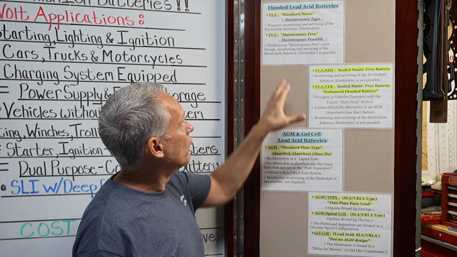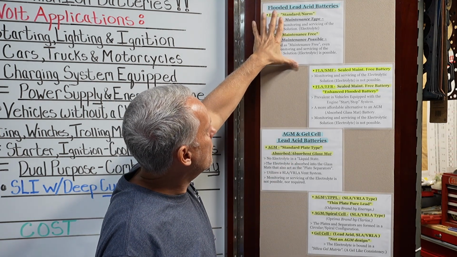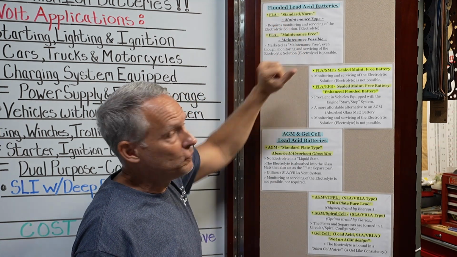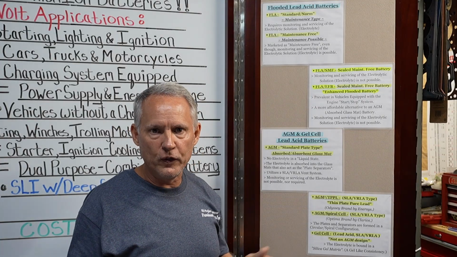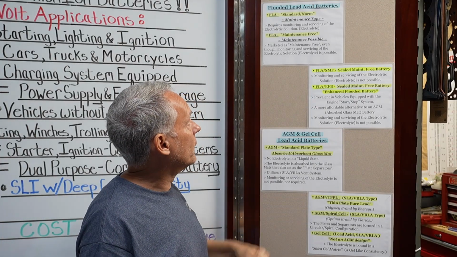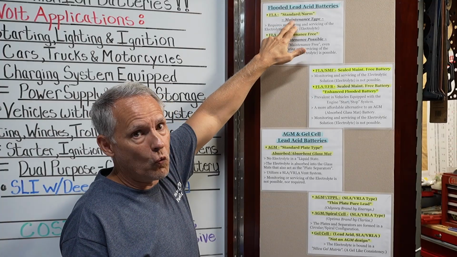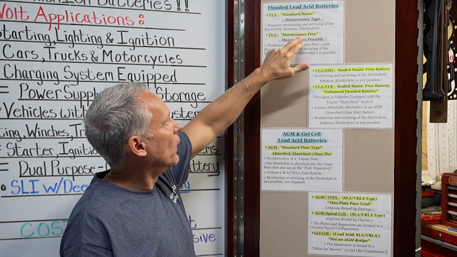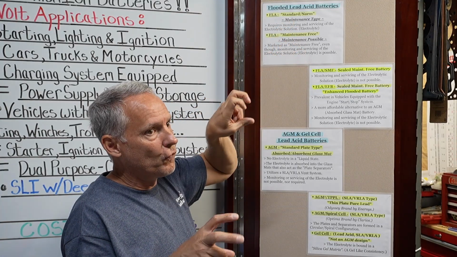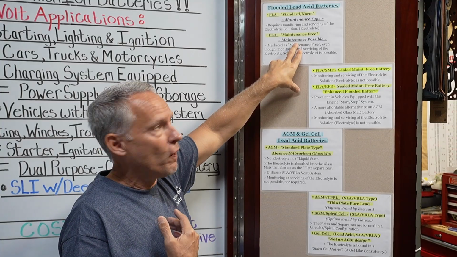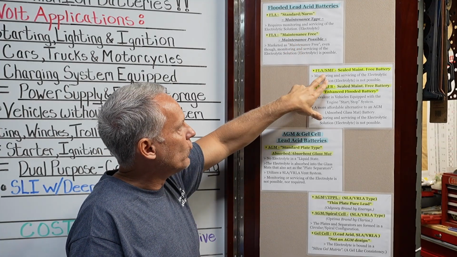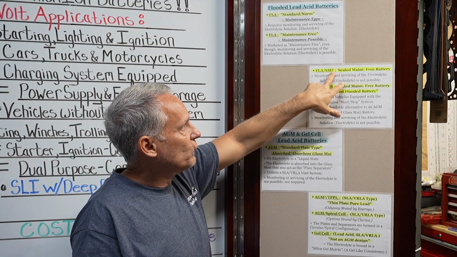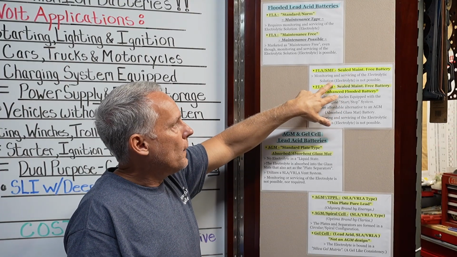Okay, so these are the three most basic types that you're going to see. You go to the parts store or wherever you go get your battery. Like I said, it's going to be your FLA standard or norm, most likely the most affordable battery. Then the FLA maintenance free, although I call it, like I said, maintenance possible. It can be maintained. You can service the electrolyte. And then of course your FLA sealed maintenance-free battery, or SMF.